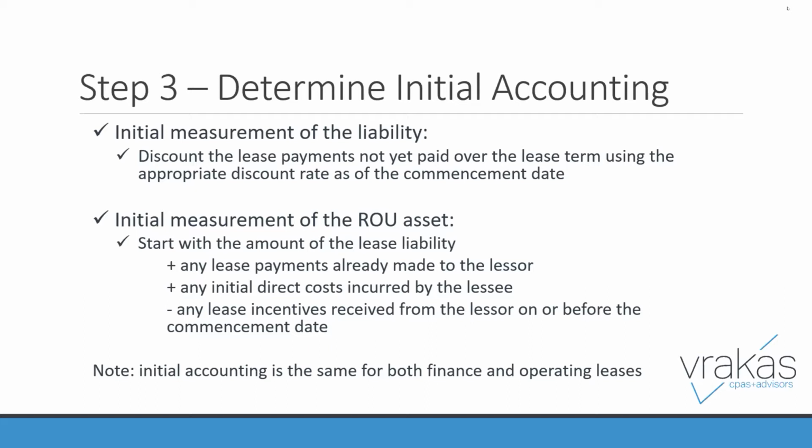So that's the initial measurement of the liability side of things. On the asset side of things, you're going to start with that liability. You're going to add any lease payments that you've already made to the lessor, for example, a security deposit, and any indirect costs incurred by the lessee. And I'll talk about the definition of that on the next slide. And then you would take off any lease incentives that you received from the landlord. So if you got like a tenant improvement build-out allowance or something like that.